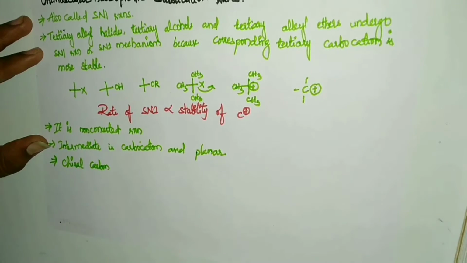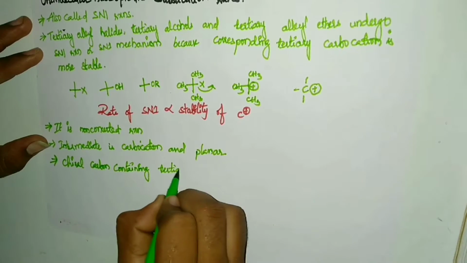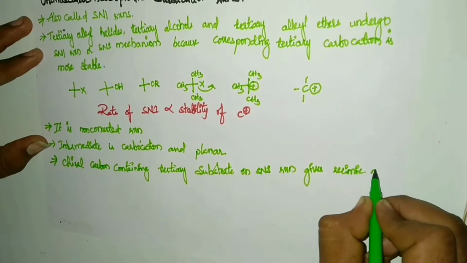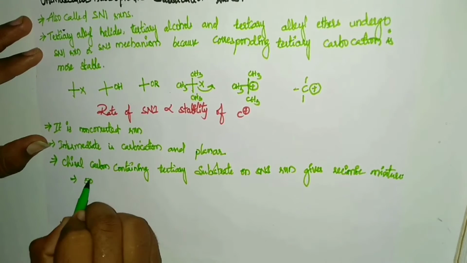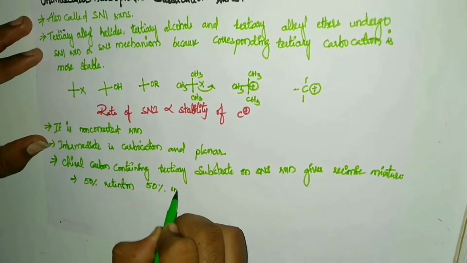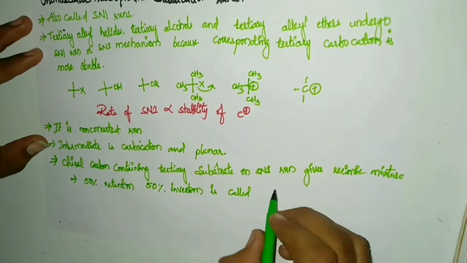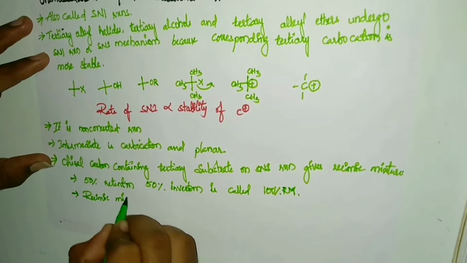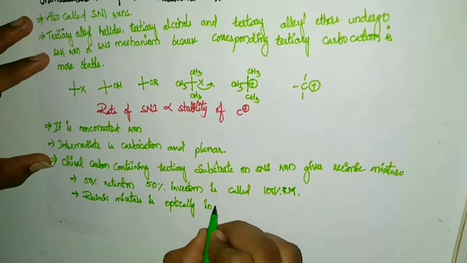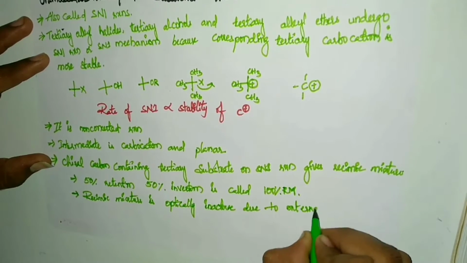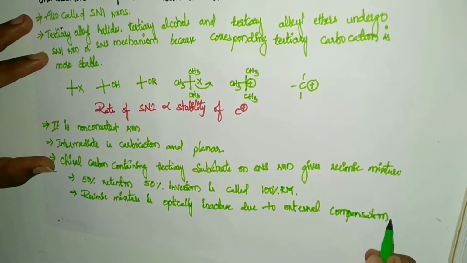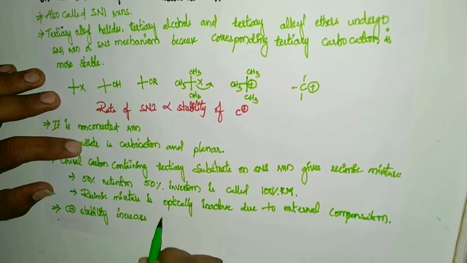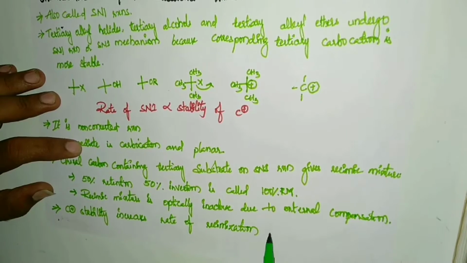A chiral carbon containing tertiary substrate in an SN1 reaction gives a racemic mixture. What is a racemic mixture? 50% retention and 50% inversion. A racemic mixture is optically inactive because of external compensation. As carbocation stability increases, the rate of racemization increases: more stability, more racemization.